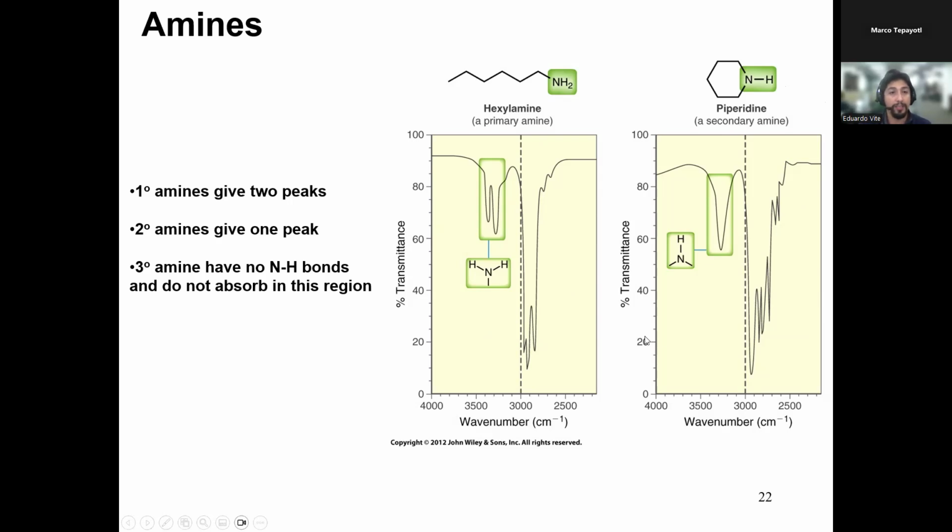I notice a lot of people get these confused. They get these backwards. They think, oh, I have two peaks, so it is a secondary amine. No, two peaks means you have two NH bonds and one N carbon bond. So make sure you don't confuse the two. This is where a lot of people lost points on the final. So make sure you keep this in mind. This is very important to know.